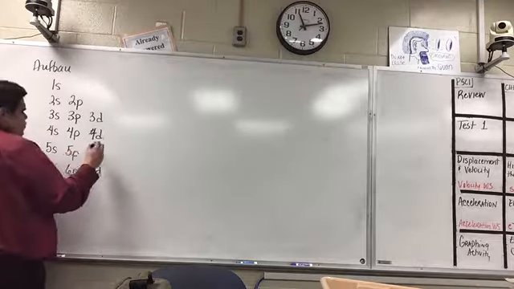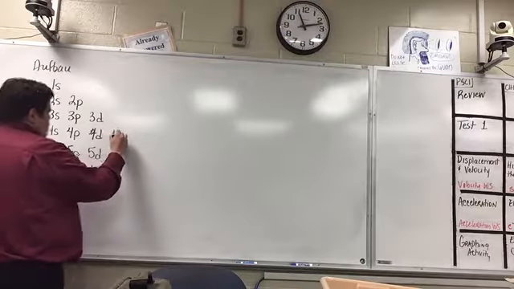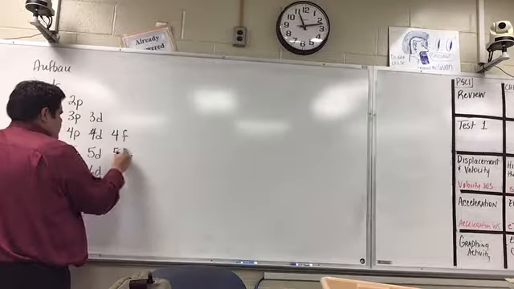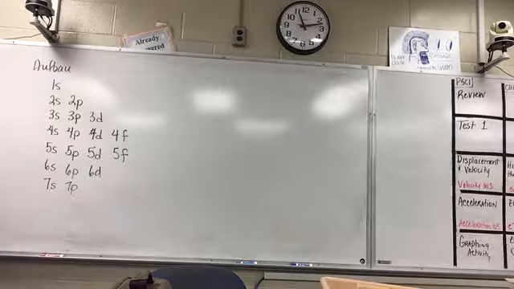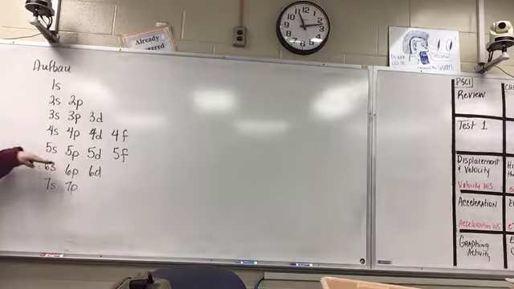Then we're going to go to the f orbital, right? In the case of the f orbital, you only have 2. It starts at the 4f and the 5f. Okay? Now, here's where it becomes important. Notice I have everything nicely written in columns. Notice I have everything nicely written in rows.